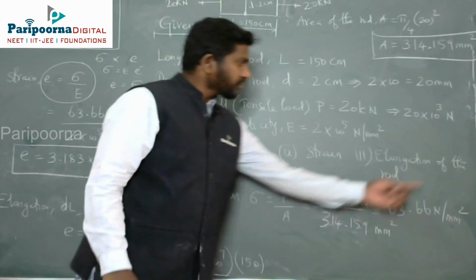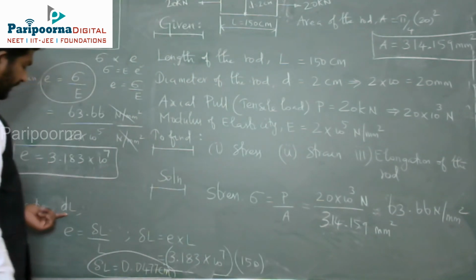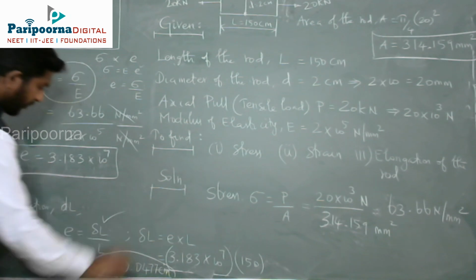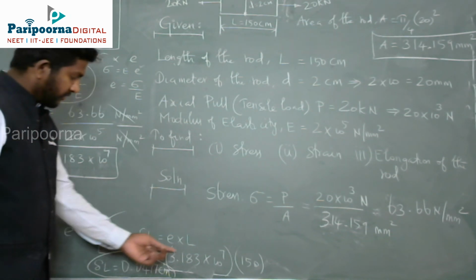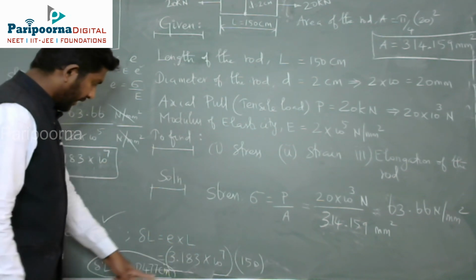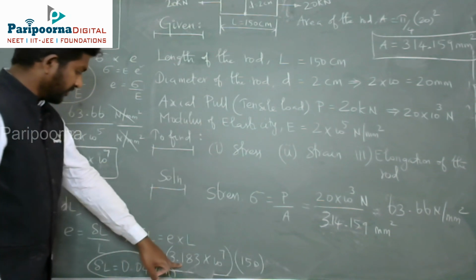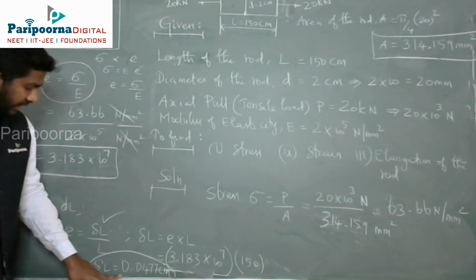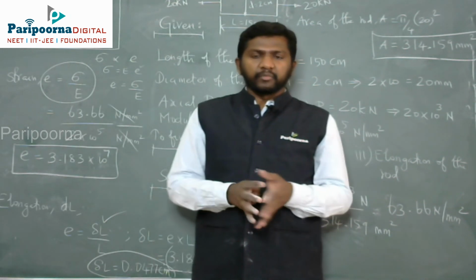Then the last question, elongation of the rod you have to calculate. Elongation means del L. Strain, we have this formula also, change in length over original length. From this formula you have to calculate del L. It is the product of strain times L. So using this formula, you can calculate the del L value. Length is 150 centimeter and strain value is this one. If you multiply these two values, you are getting del L as this one. So using the formulas.